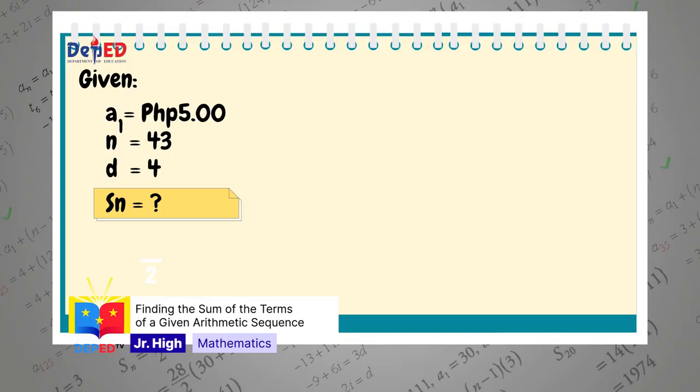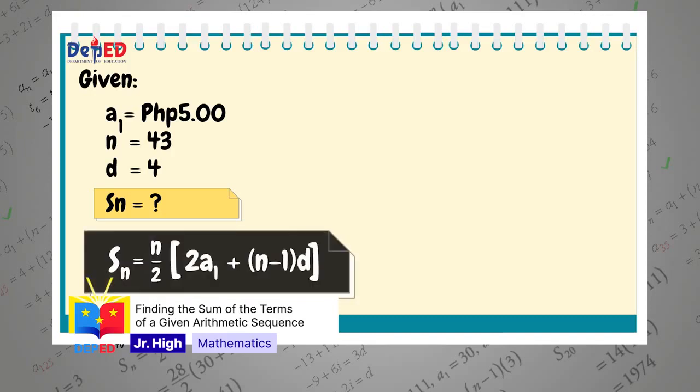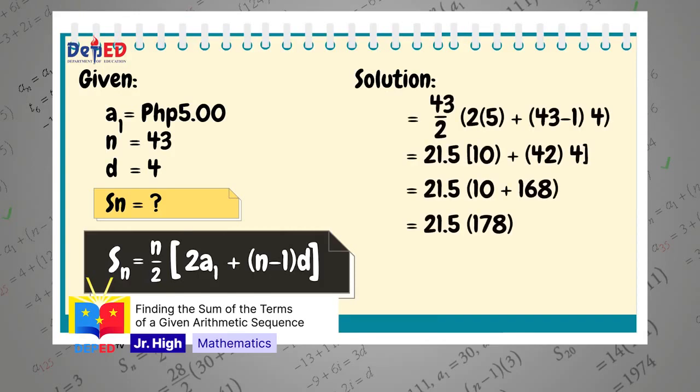Since the last term is not given, we will use the formula S sub n is equal to n divided by 2 times the quantity 2 times a sub 1 plus n minus 1 times d. Substituting the values in the formula, we will have S sub 43 is equal to 43 divided by 2 times the quantity 2 times 5 plus 43 minus 1 times 4.